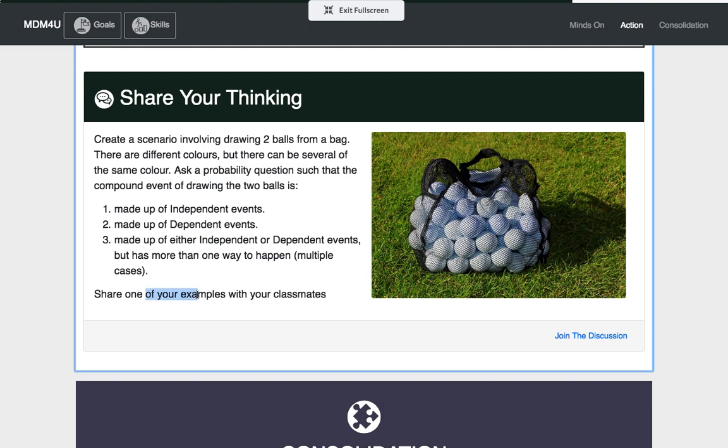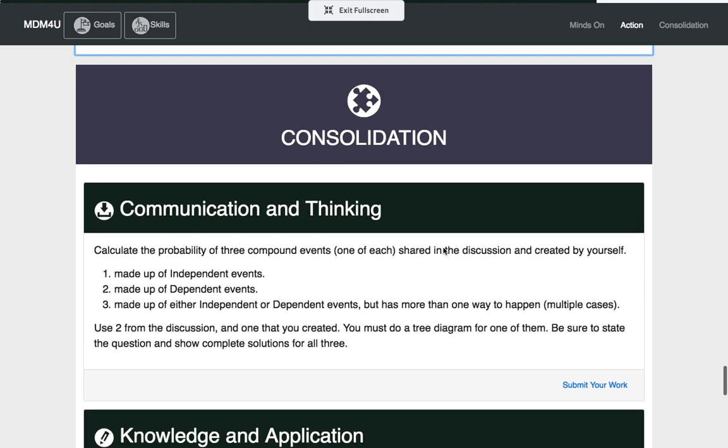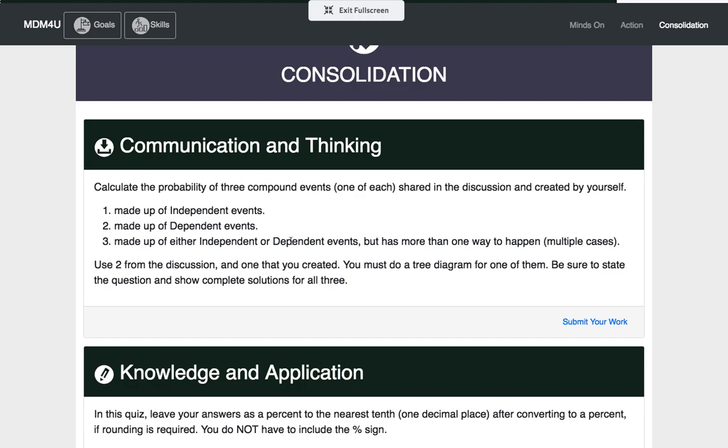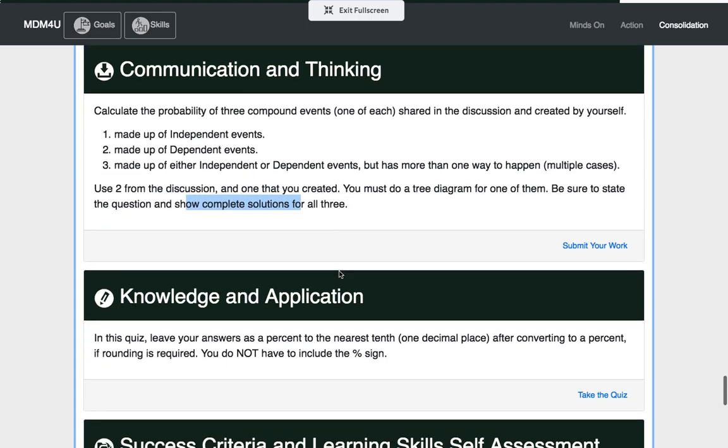So you share one of the examples with your classmates, and then down here, you're going to submit your work via Dropbox. You're going to calculate the probability of 3 events: independent, dependent, and then the multiple cases one. And you need to use two from the discussion. So you need to pick someone's example from the discussion and one that you created, and you need to create a tree diagram. If you want to take a picture again, you can do that, or if you want to do it in Microsoft Word, I'm very easygoing with the Dropbox. And please show the complete solutions for all three.